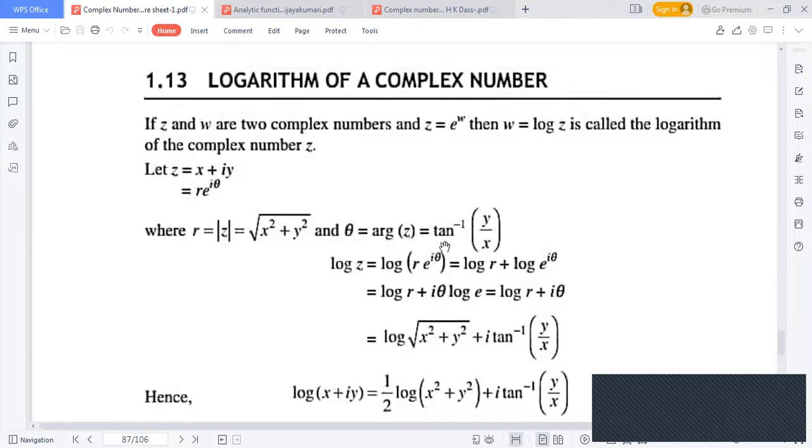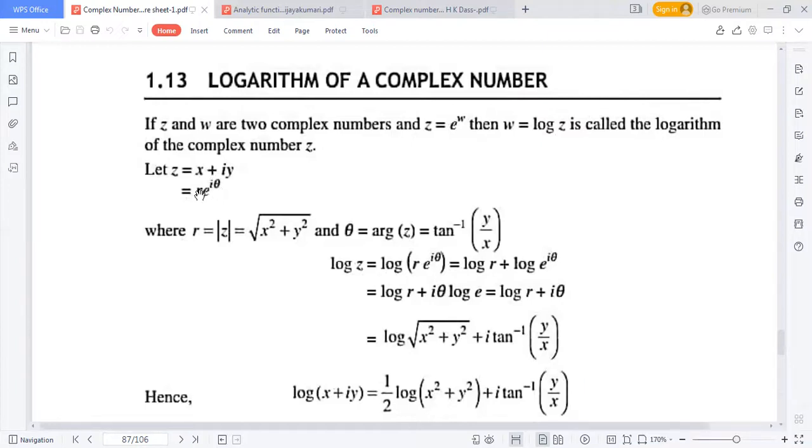Argument of z equals what? Tan inverse of the imaginary part divided by the real part of the complex number x plus iy. Okay, so taking log on both sides, log z equals what? Log r into e to the power I theta. Taking log on both sides, for the product we have to use the addition property of logarithms: log r plus log e to the power I theta. That means log r plus I theta.